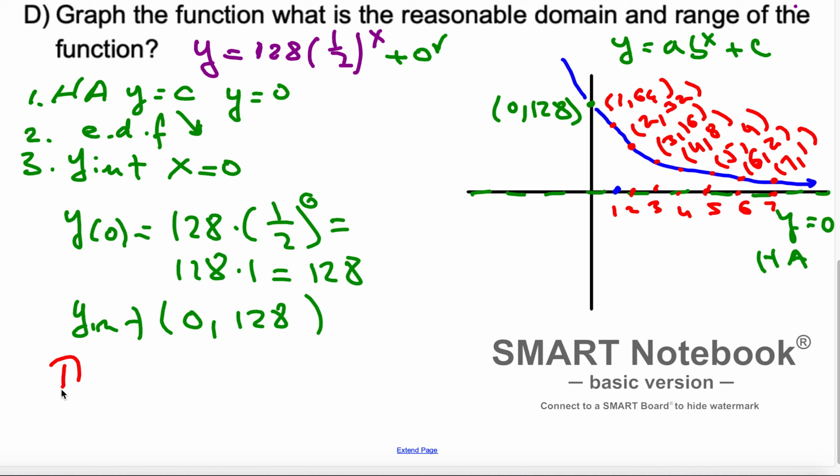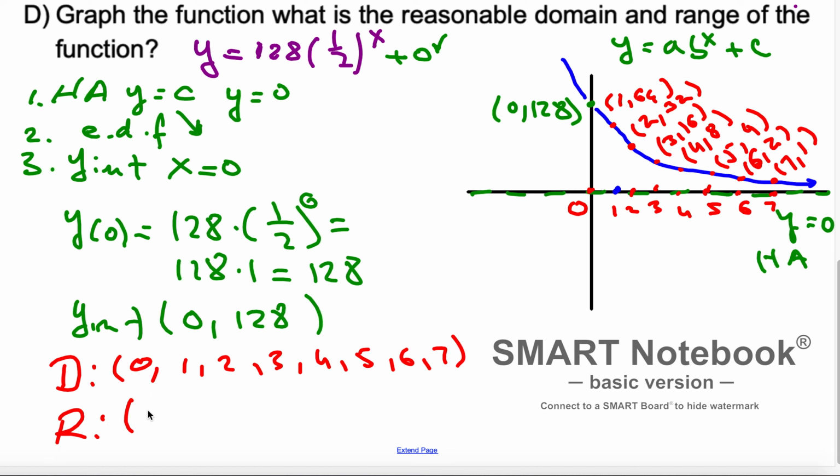But if we are looking for the domain here, the reasonable domain is on the x-axis, so it's 0, 1, 2, 3, 4, 5, 6, 7 rounds. So the domain represents the rounds, 7 rounds, but the range represents the number of teams, how many teams there were. And if we go, for example, from this position up, we are going to see 1, 2, 4, 8, 16, 32, and 64. So those are the domain and the range, a discrete domain and discrete range, the reasonable domain and range for this specific case in the real world situation.